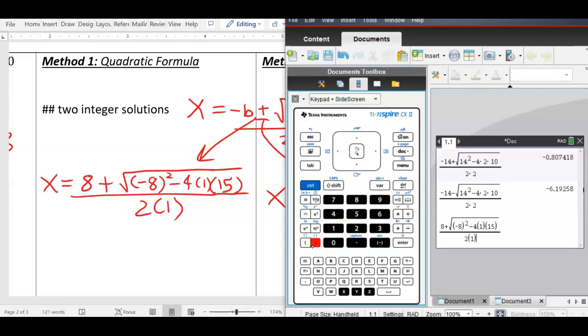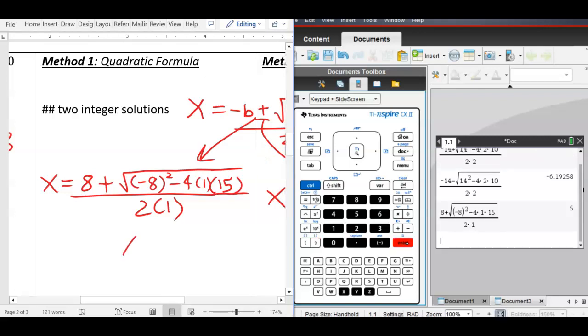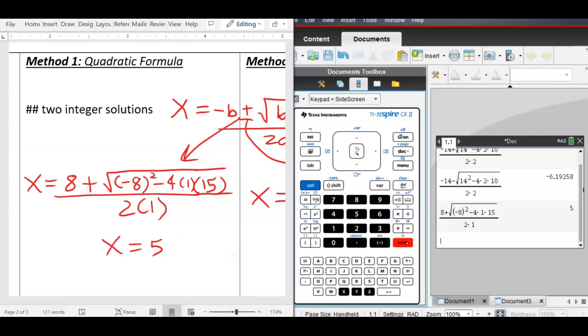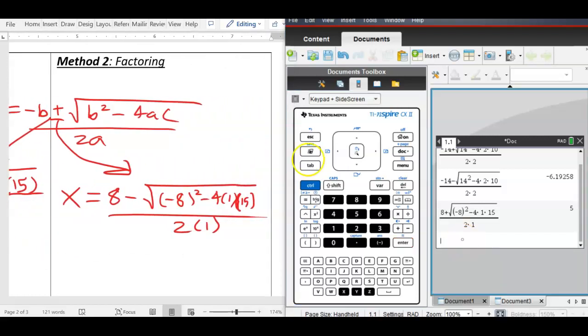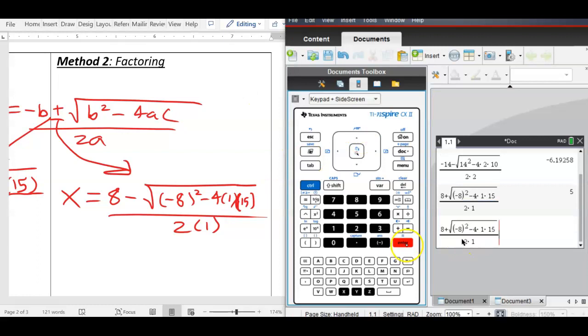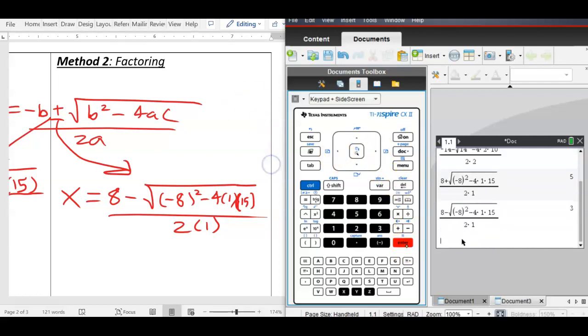Okay. Do you see that I typed it in to match this? I hit enter, and I got 5. Sometimes you get a nice whole clean number. Cool. If I want to do the other one over here with the minus sign, go to your calculator, go up, hit enter, and then all you got to do is change that plus sign into a minus sign. And I got 3. Okay? X equals 3.